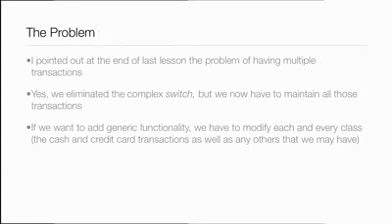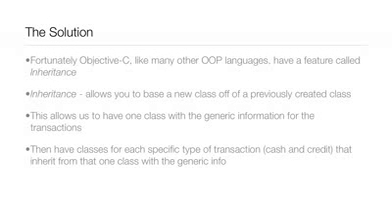Quite a bit of a problem. Now, the solution. Fortunately, Objective-C, like many other object-oriented programming languages, has a feature called inheritance. And what is inheritance? Well, inheritance allows you to base a new class off of a previously created class. So this allows us to have one class with the generic information for all the transactions, and then a class for each specific type of transaction, such as cash, credit, and any others that we may have, that inherit from that one class with the generic info, and then they have their own specific information for each one.